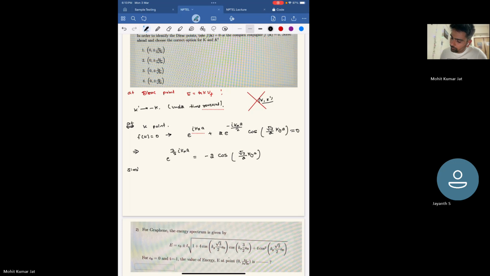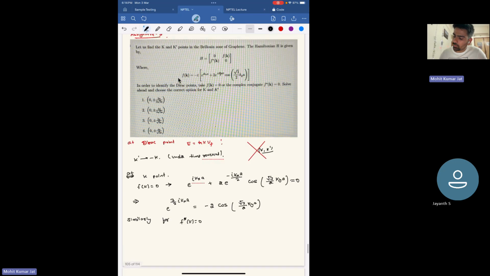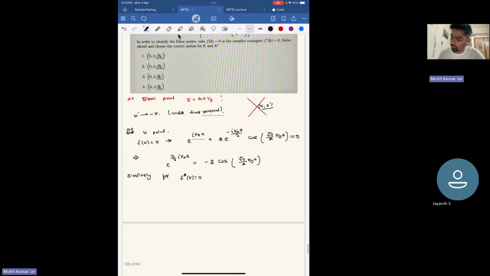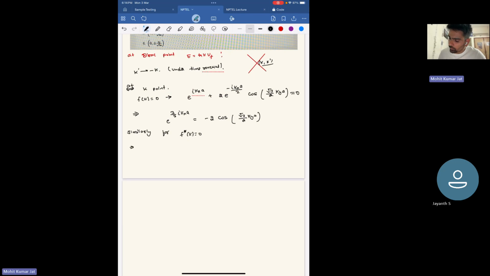Similarly, for the complex conjugate also, F star k equals 0. These are the points where energy is 0, so the Hamiltonian is basically 0. The K and K prime are the points where the energy is 0 essentially. That's why we are taking F_k and F_k dagger to be 0. F_k conjugate basically will be e to the power minus 3 by 2 i kx a equals minus 2 cosine root 3 by 2 ky a. Let me call this equation 1 and this equation 2.